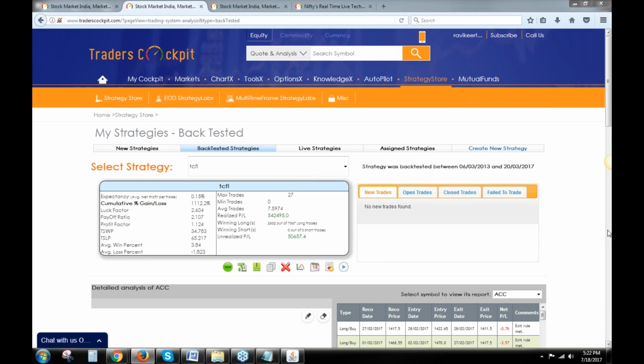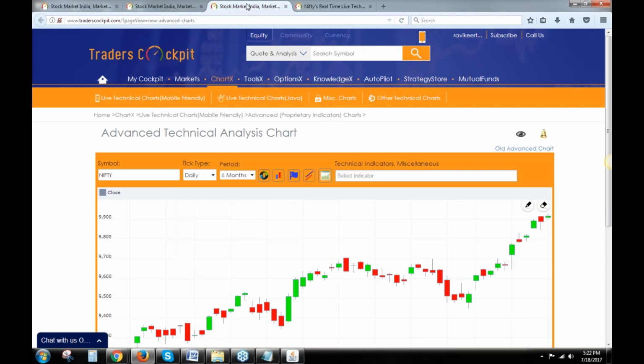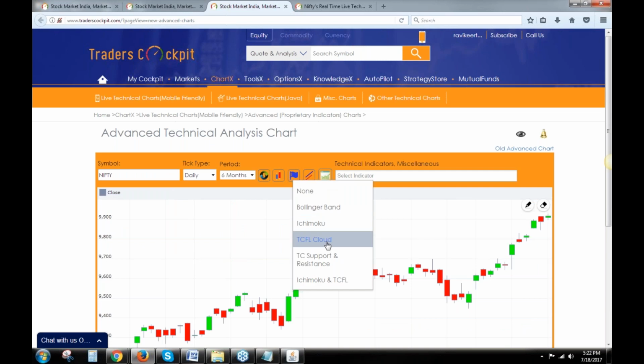Sorry guys. What I was saying is this is another similar strategy which had been backtested on one of our proprietary indicators, that is TCFL. TCFL, the full form for that is Traders Corporate Floating Levels. This is one of the prop indicators which we have in our advanced charts that you'll be able to find here.